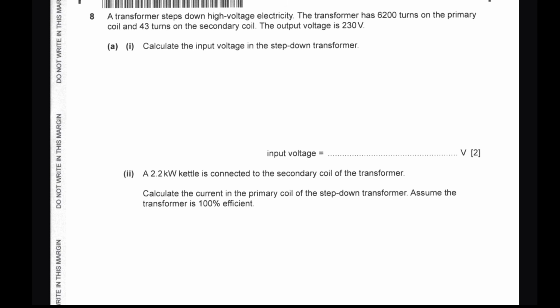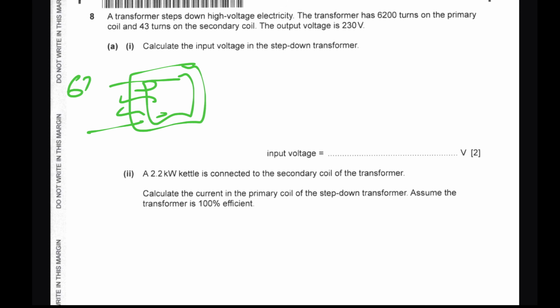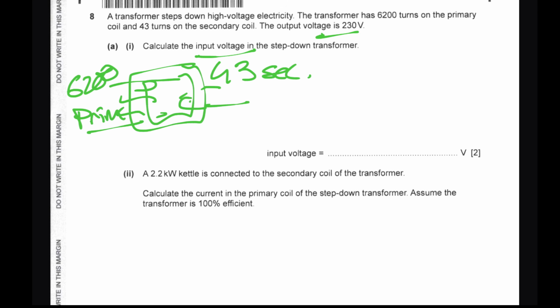A transformer steps down high voltage electricity. The transformer has 6,200 turns in the primary coil and 43 turns in the secondary. Let's just quickly draw this. It's easy to visualize. So we've got primary 6,200, and we've got 43 on the secondary. Calculate the input voltage. The output is this. So the formula is voltage in primary divided by voltage in secondary is equal to number of turns in primary divided by number of turns in secondary. VP over VS is equal to NP over NS, right?